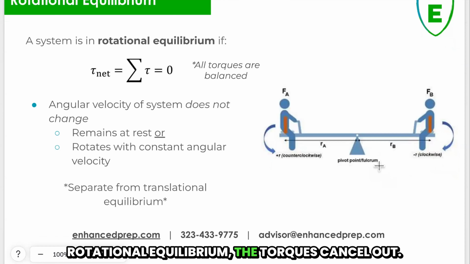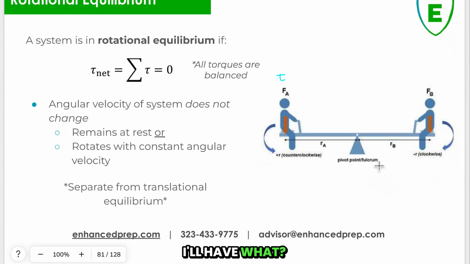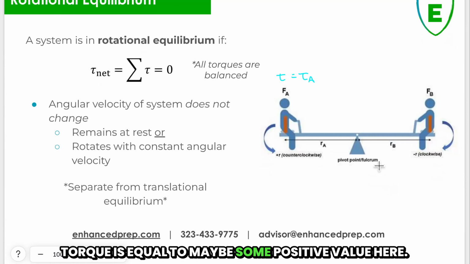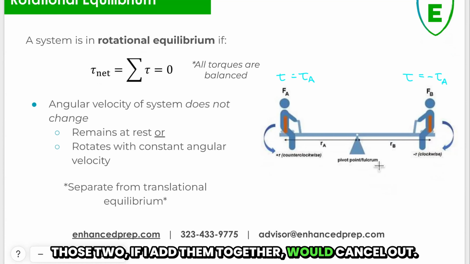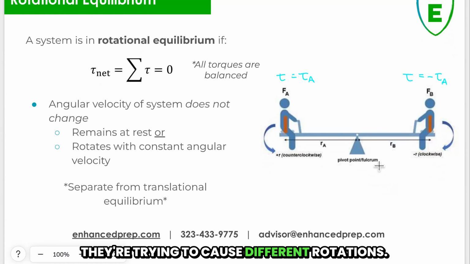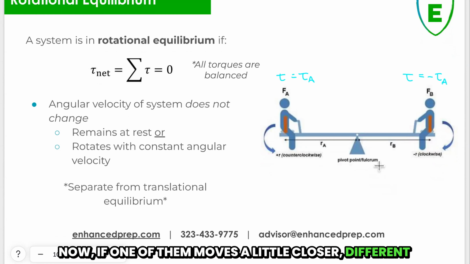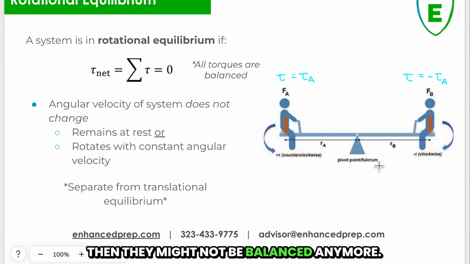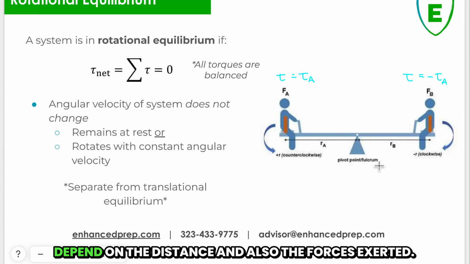Rotational equilibrium, the torques cancel out. So if I add another kid to that side of the seesaw, I'll have what? Torque is equal to maybe some positive value here. Here it's equal to some negative value. Those two, if I add them together, would cancel out. They're trying to cause different rotations. Now, if one of them moves a little closer, different torque, then they might not be balanced anymore. So the key thing is balancing out torques. That will depend on the distance and also the forces exerted.